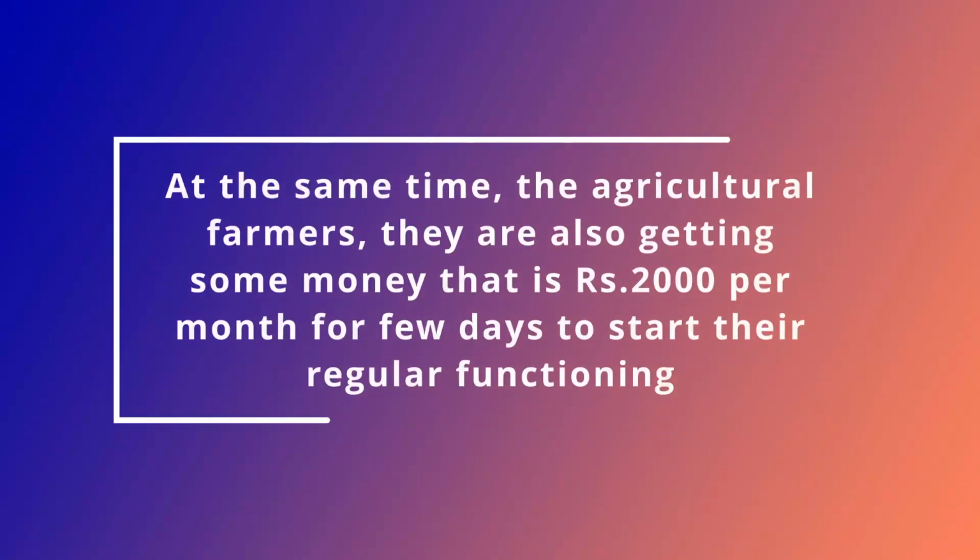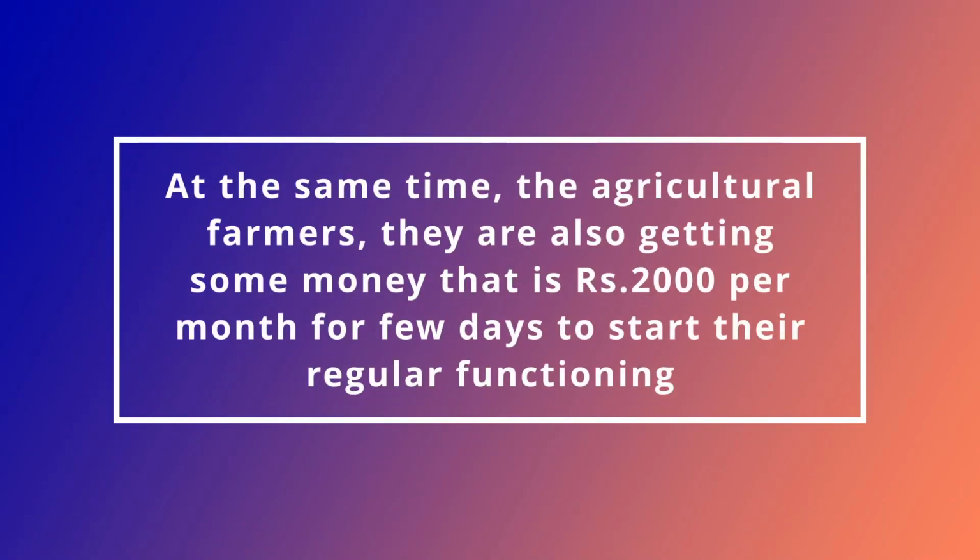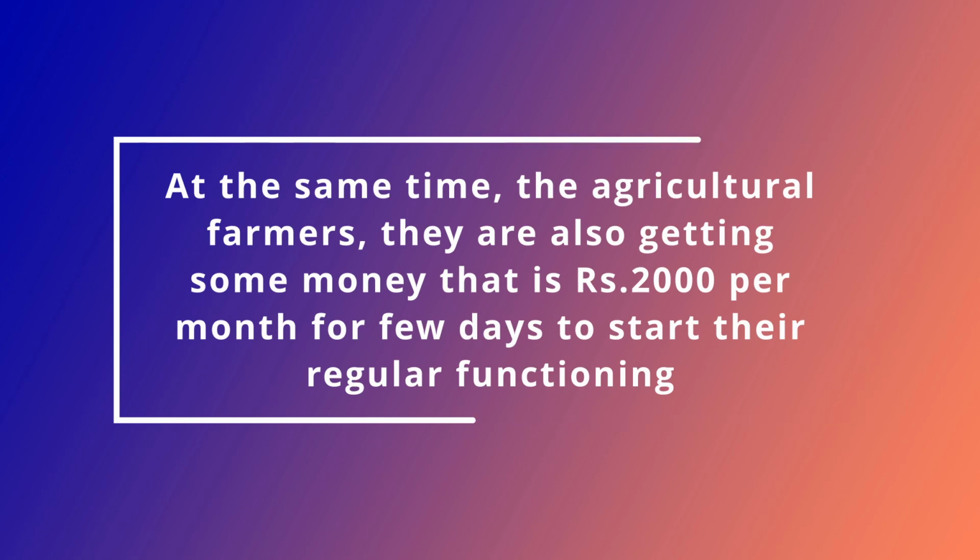First of all, the seed and the inputs are almost free of cost for the farmers for the time being. At the same time, the agricultural farmers are also getting some money, 2000 rupees per month for a few days, to start their regular functioning. So the Indian government is also giving more subsidy to the agricultural sector just to recover the sector from the effect of the pandemic.